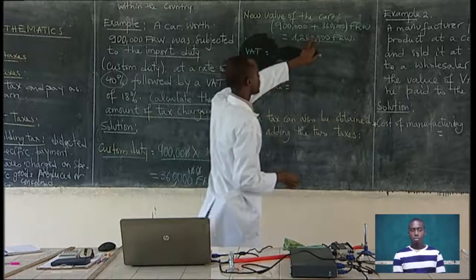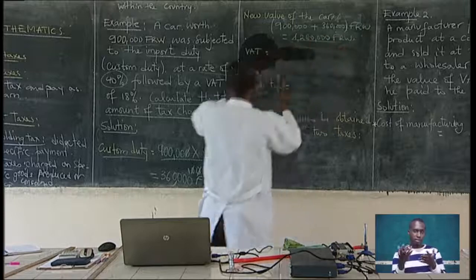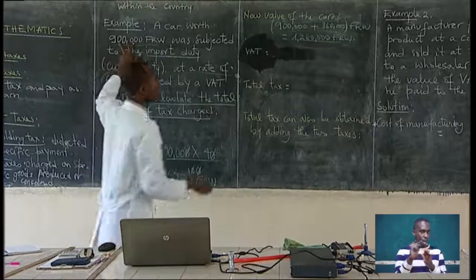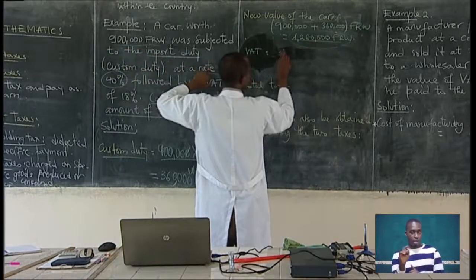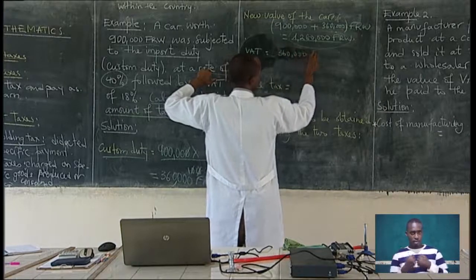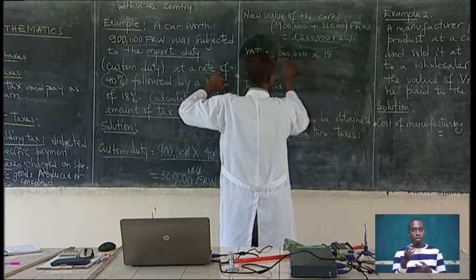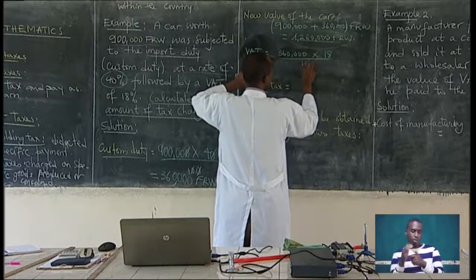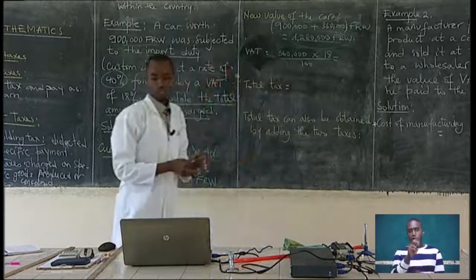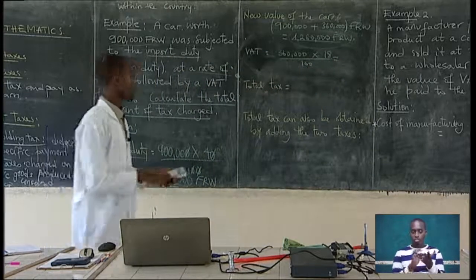You will take this money, because if you take the new value and you subtract the first one you have, you will remain with this one, 360,000. And you check its VAT of 100. When you calculate it, what do you get? You can use your calculator.